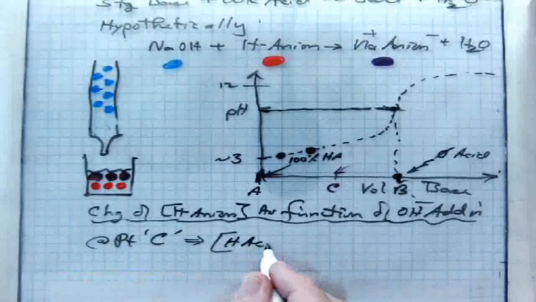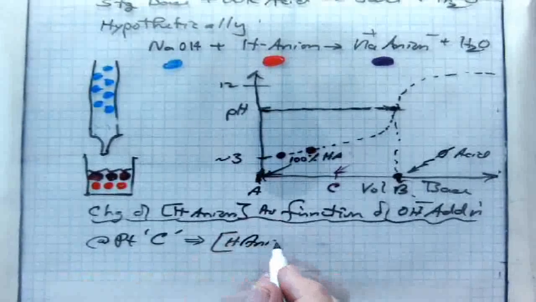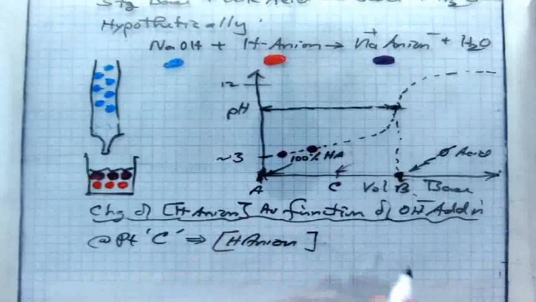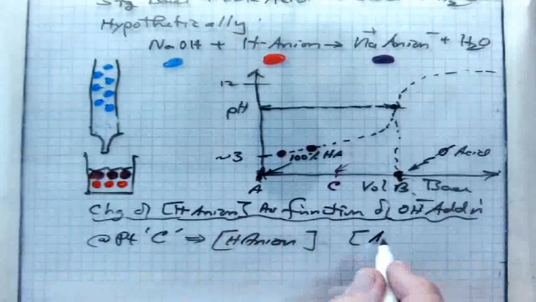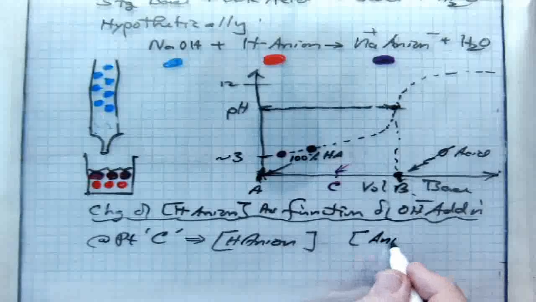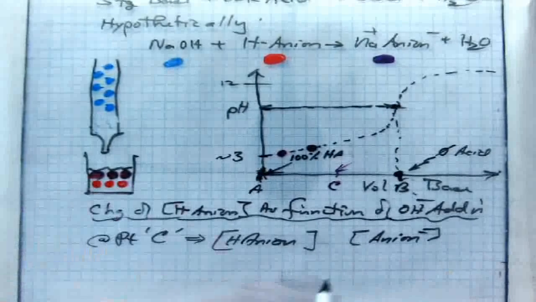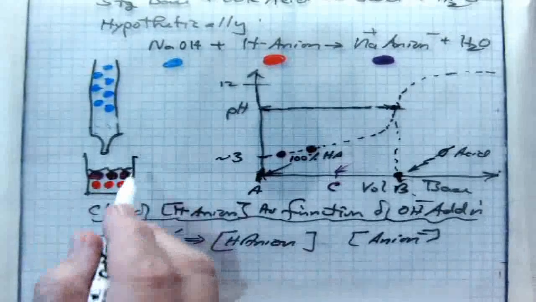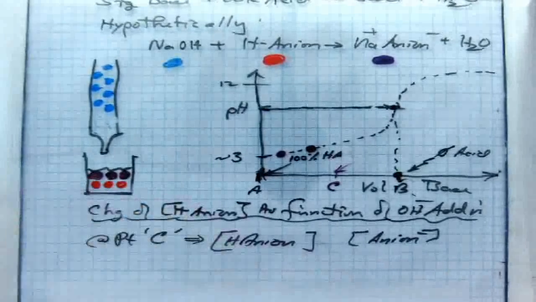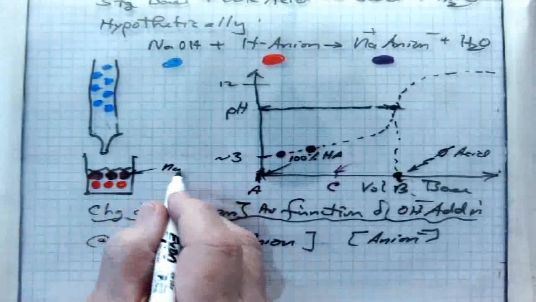The concentrations are equal at that point right here. That's called the VEQ over 2 point. And the VEQ over 2 point is where the weak acid and the salt of the weak acid have equal concentrations.